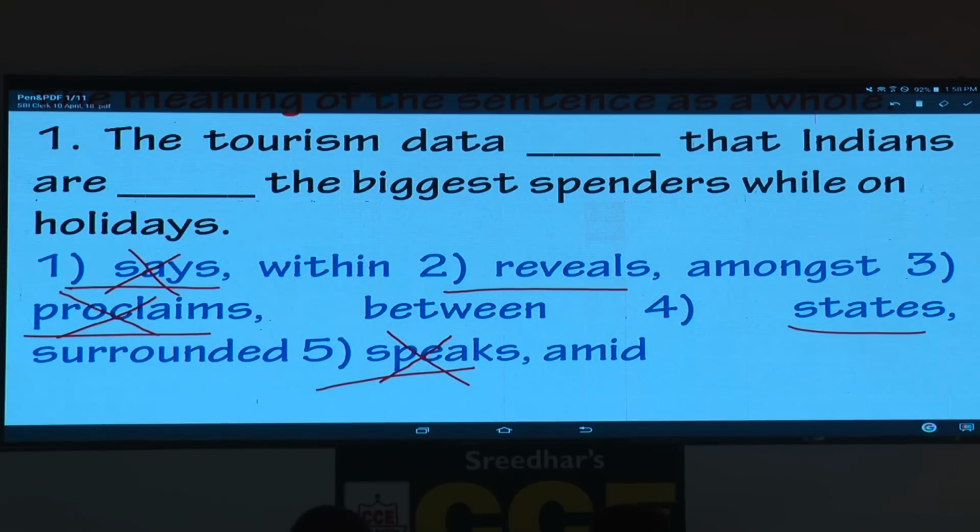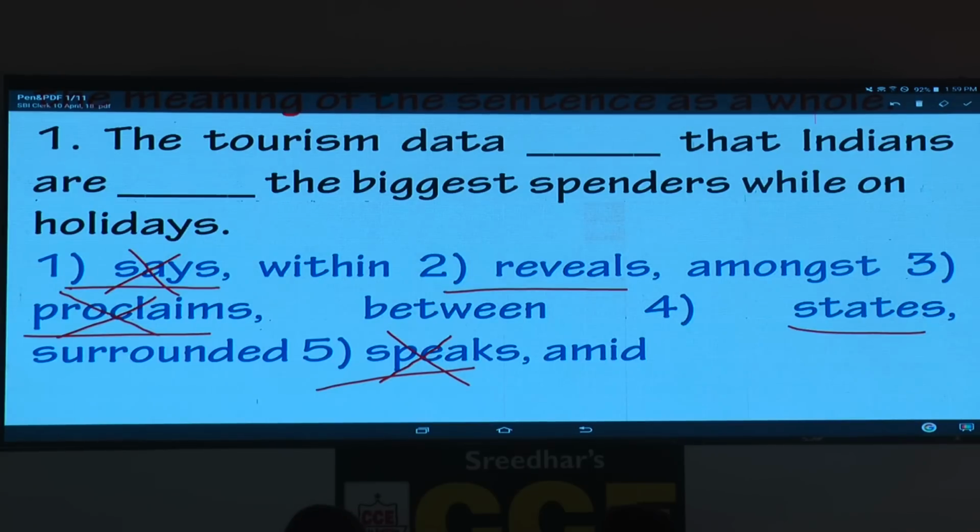Now, how many options do you have to choose from? One is reveals, the second is states. It could be either way. Now we have to decide on the basis of the second word. The tourism data reveals that Indians are amongst the biggest spenders while on holidays. Or the tourism data states that Indians are surrounded the biggest.